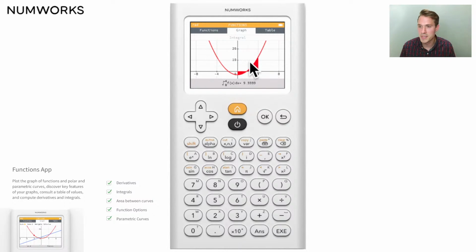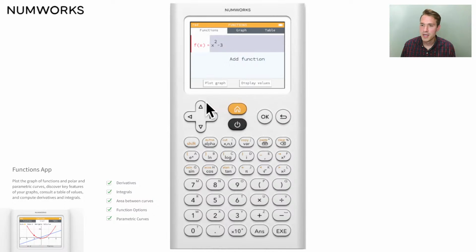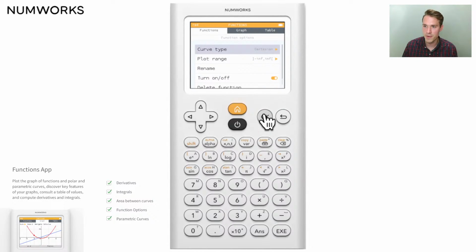The calculation app is a way to do it as well, but the function app can also find your integrals. And to finish up the functions app, I just want to talk about a couple of the options of our functions. So I'm going to back out of my integral tool and go back to my functions tab. And you can actually navigate over to the name of your function and hit OK to open up some options of your functions.